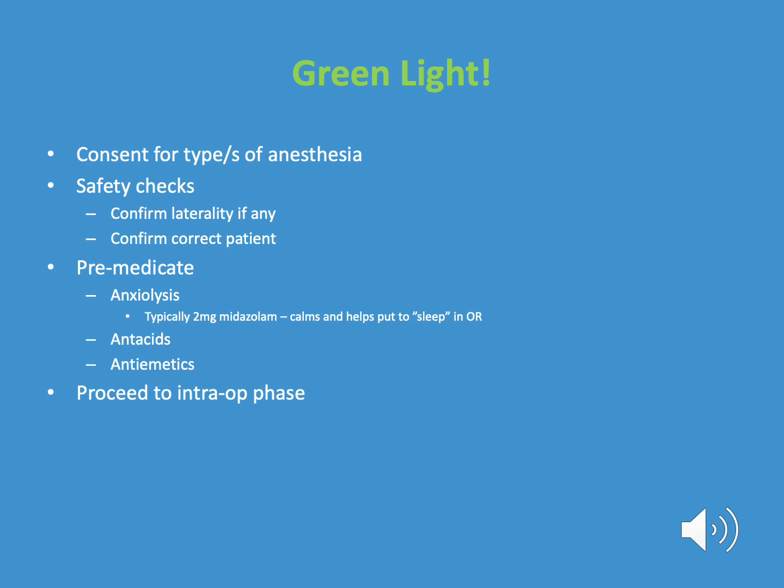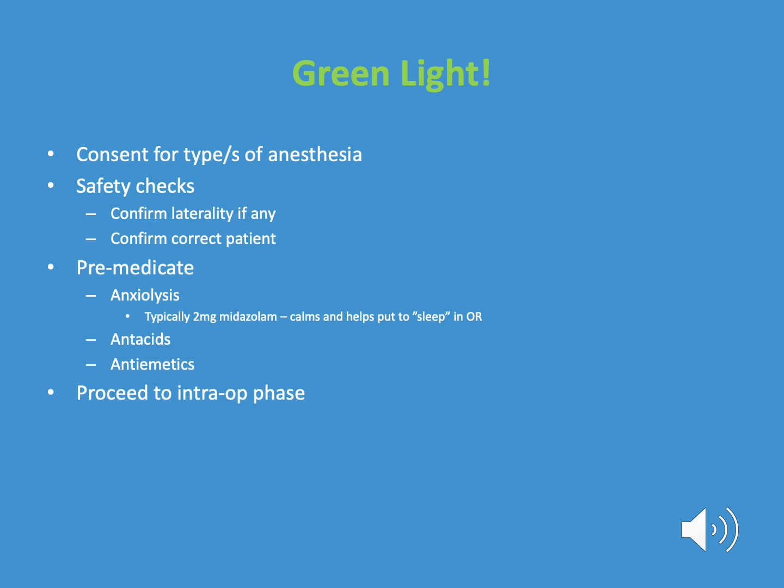A lot of people are nervous before they go back, so we typically give them midazolam or Versed. It makes it easier for us to put them to sleep, and you also don't have a patient that's freaking out when they get into the operating room and they see a bunch of blades and robots and bright lights that would cause anybody anxiety.